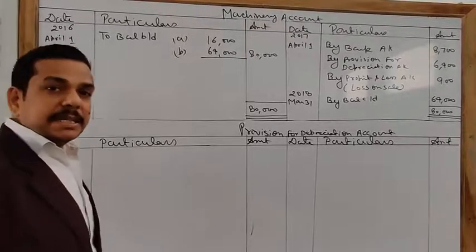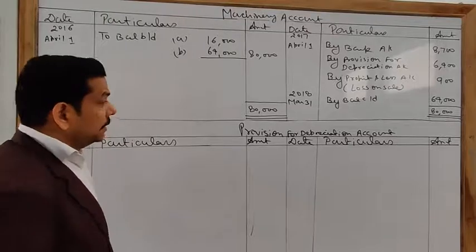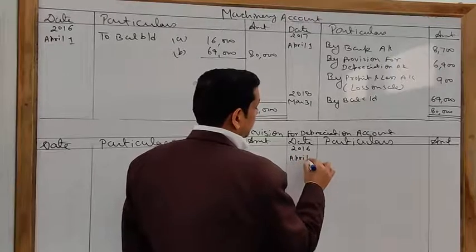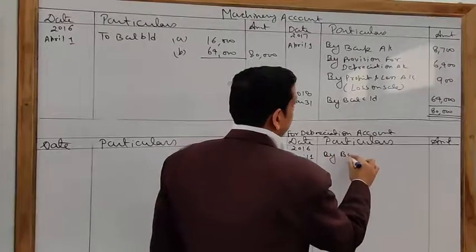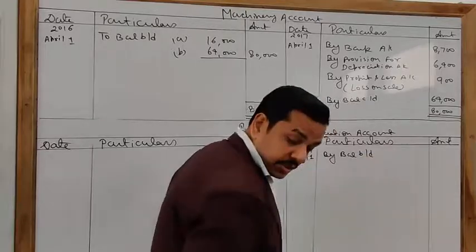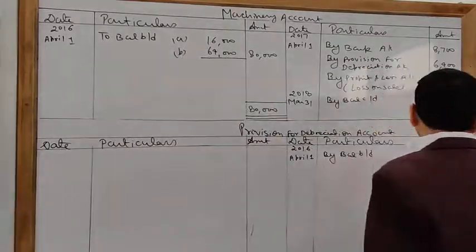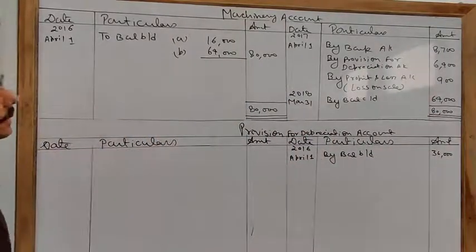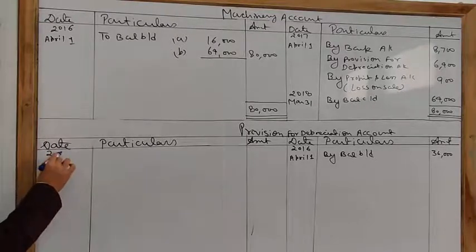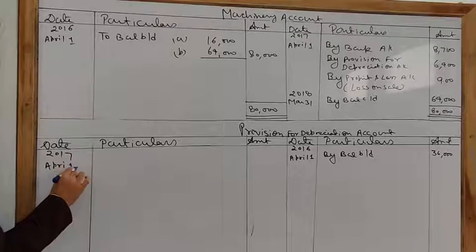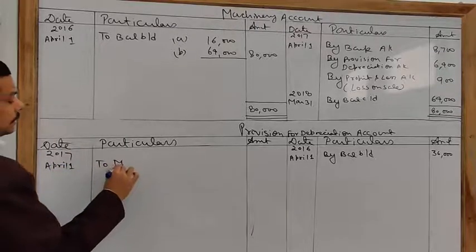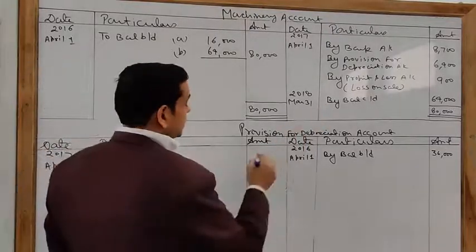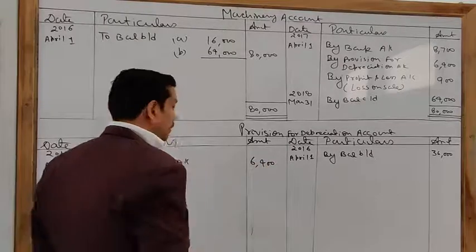See, our provision for depreciation account has been prepared. Clear? Now we are going to make a transfer entry. So 2016 April 1, by balance b/d. The balance given to us for provision for depreciation is 36,000. Write it over here. Clear? Now from this balance we are going to transfer the balance to machinery account. So 2017 April 1, to machinery account. Total depreciation charge 6,400, so that will come over here, 6,400.